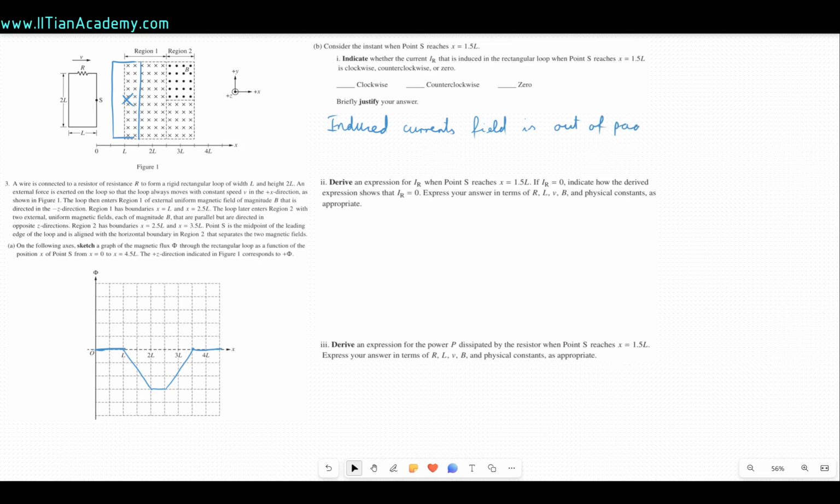And if we use our right hand rule, we see that if we put our thumb out of the page, then our fingers will curl this way, which is in fact counterclockwise. Therefore, the correct answer is counterclockwise.